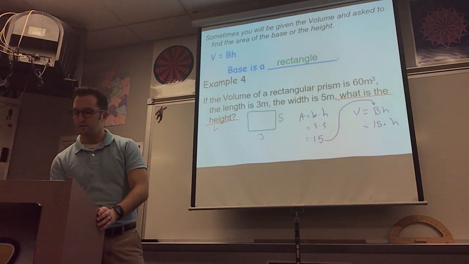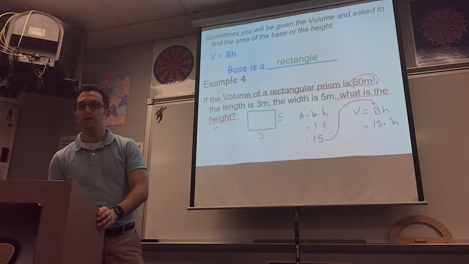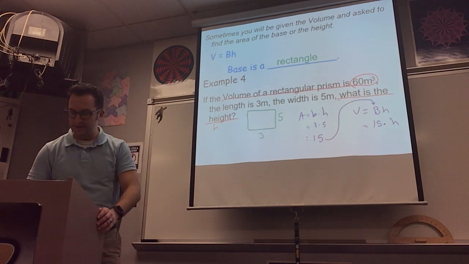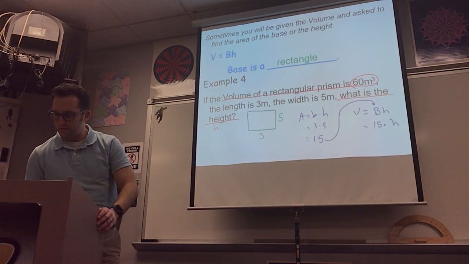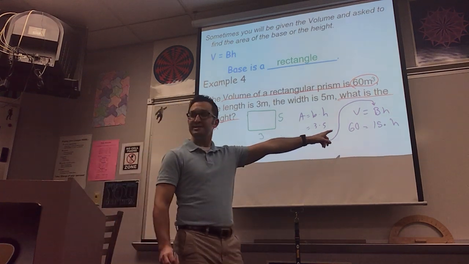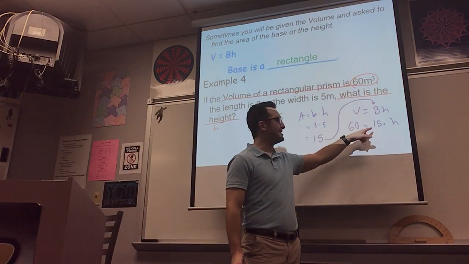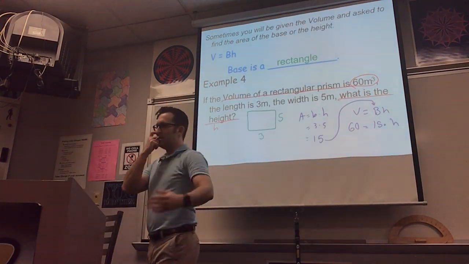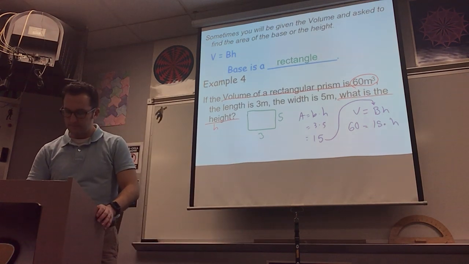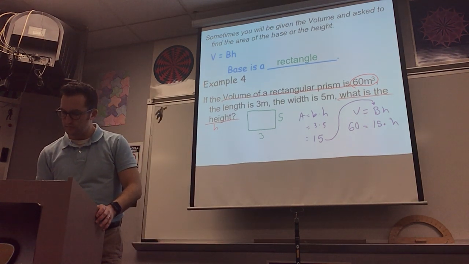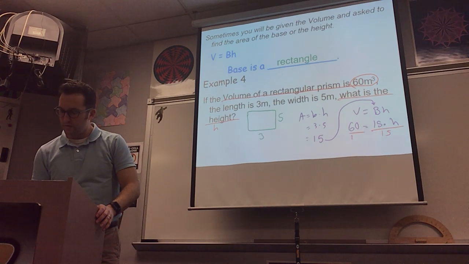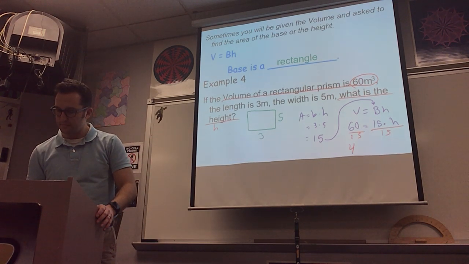What are we given? Volume is 60, which means that I can plug in for v. This is a simple, and I say simple, one-step equation. Why is this a simple one-step equation? Just divide. Exactly. And it's 4. 4 what? Meters. 4 meters.